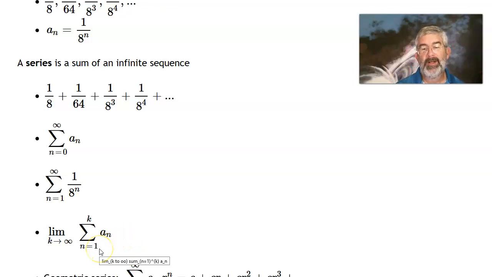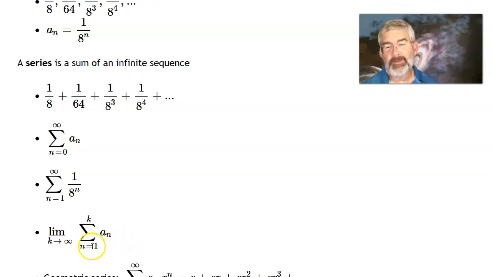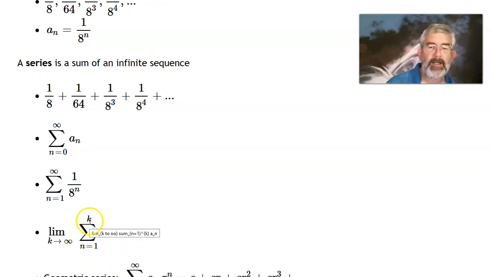Anyway, to do a summation here, from your starting point, go to a finite ending point, k. And since it's only a finite number of things you're adding up, then you can do that.